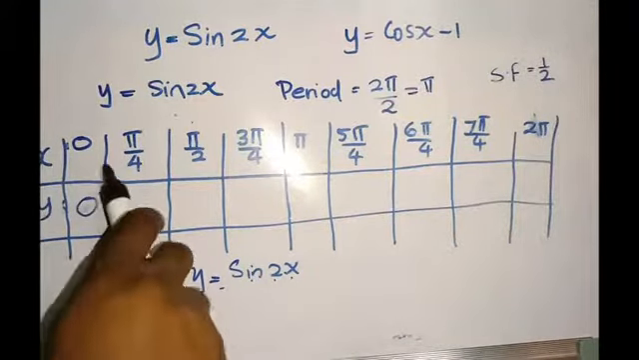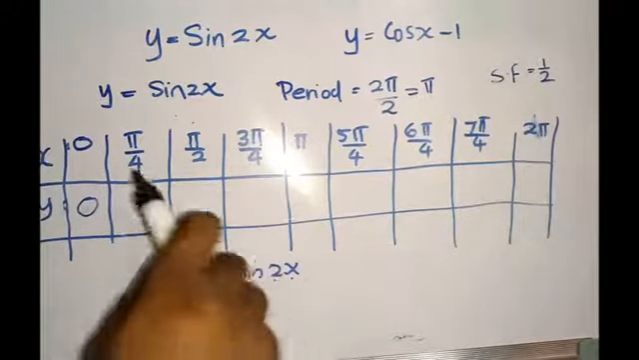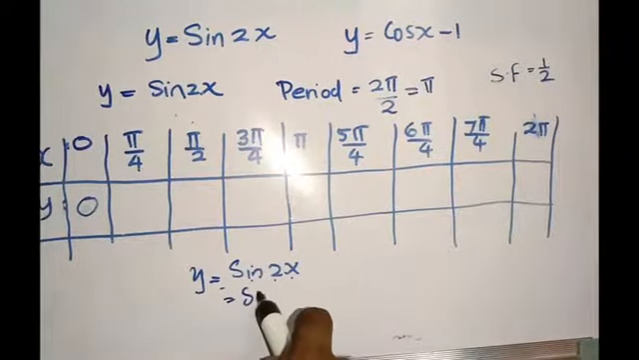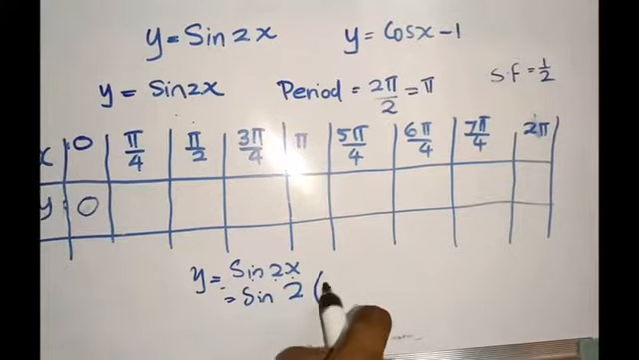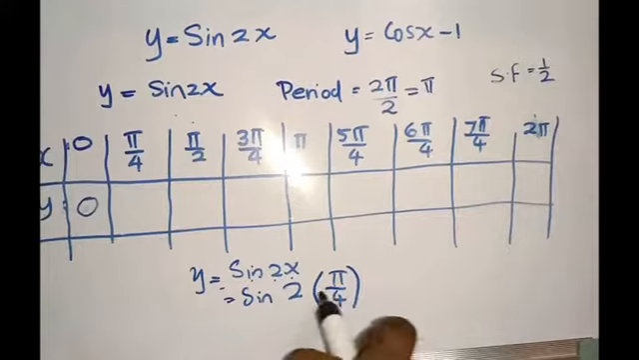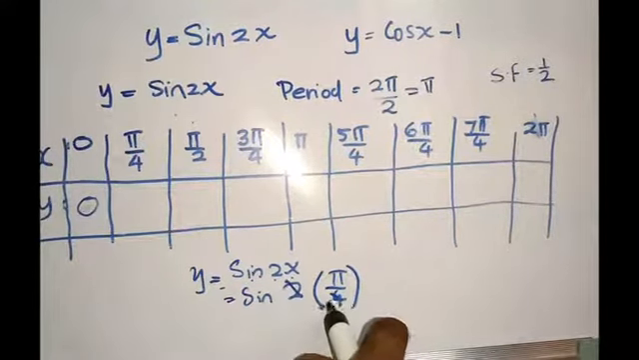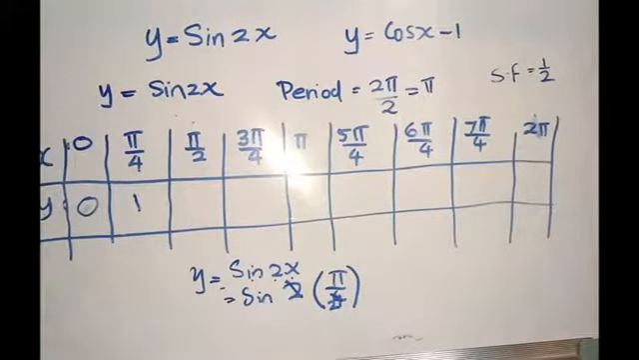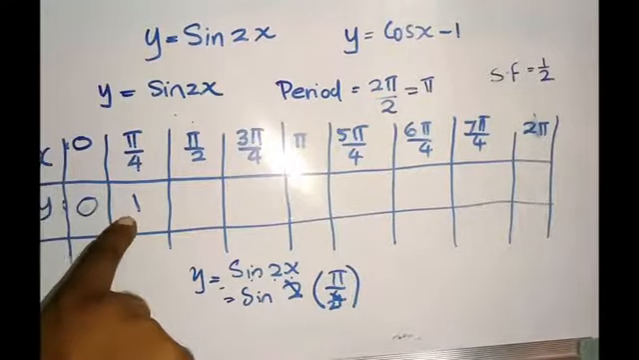Next, y is equal to sine 2 into pi by 4. x is pi by 4. So we get sine 2 into pi by 4. 2 and 2 get cancelled. We get sine pi by 2. What is sine pi by 2? It is 1. Okay, that means pi by 4 gives us the value 1.